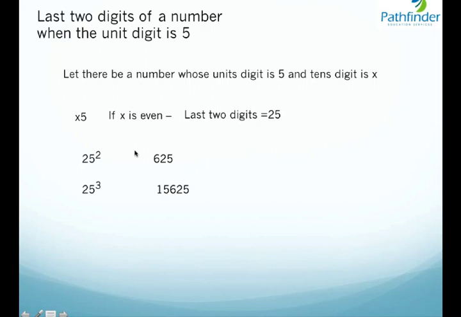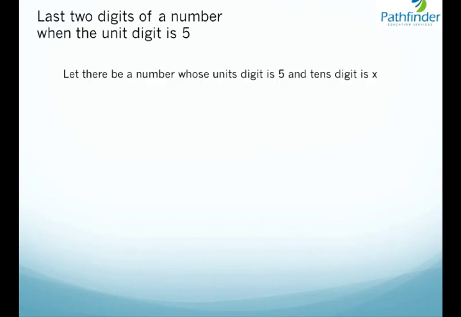25 cube is 15625. 25 to the power of 4 is 390625. In each of these cases, we see that the digit preceding 5 is an even number, and no matter what power you raise it to, the last two digits will always be 25.